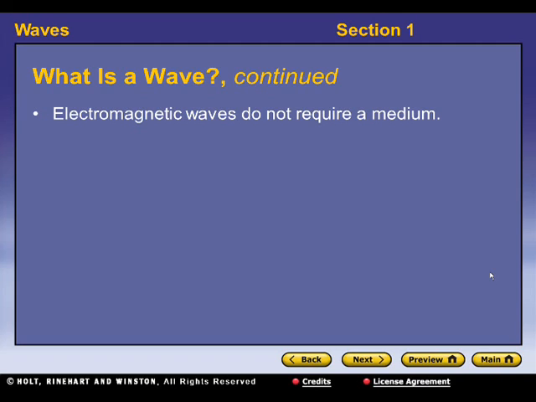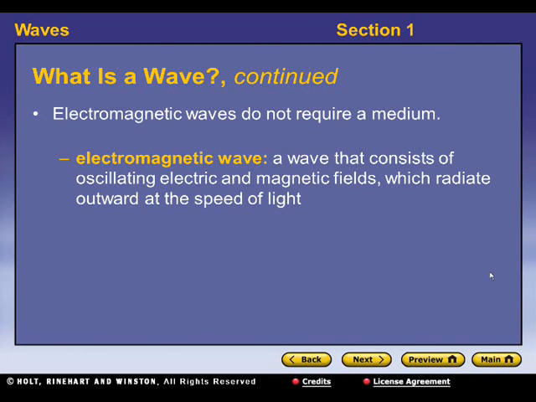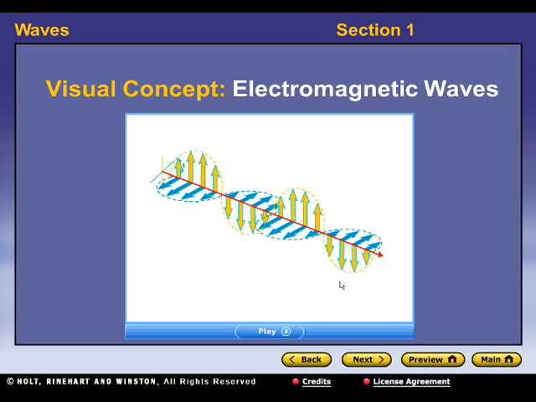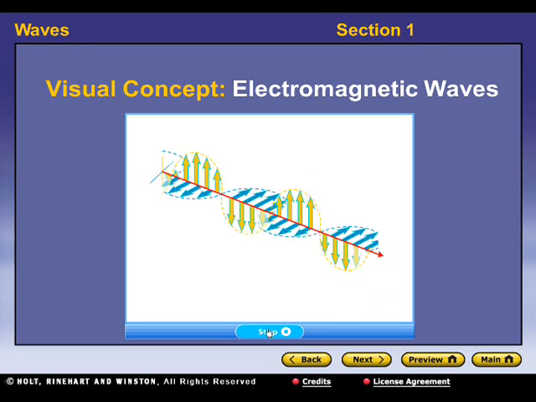Electromagnetic waves are a little different. They don't require a medium. An electromagnetic wave is a wave that consists of oscillating electric and magnetic fields which radiate outward at the speed of light. Electromagnetic waves are generally considered basically light waves. Visible light waves, radio waves, all of those things, and we'll get more into that. You'll have X-rays and gamma rays and microwaves and infrared and ultraviolet, and all those are considered electromagnetic waves. So to give you an idea about what an electromagnetic wave is, let's watch this little video.